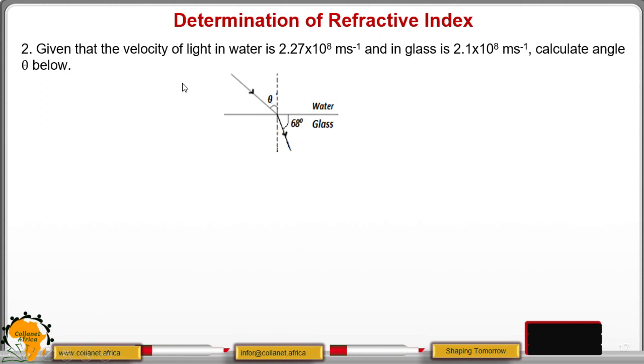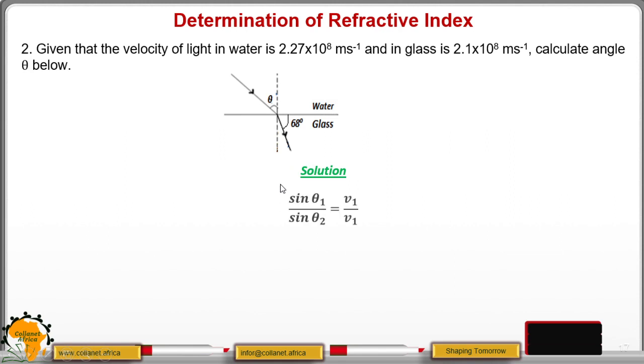You need to be very careful because the angle that is given here is not the angle of refraction. Remember, by definition, the angle of refraction is the angle between the refracted ray and the normal. But this angle is between the horizontal line and the refracted ray. So you need to calculate the value of the angle of refraction. And how do you do it? You take 90 degrees and subtract 68 degrees.